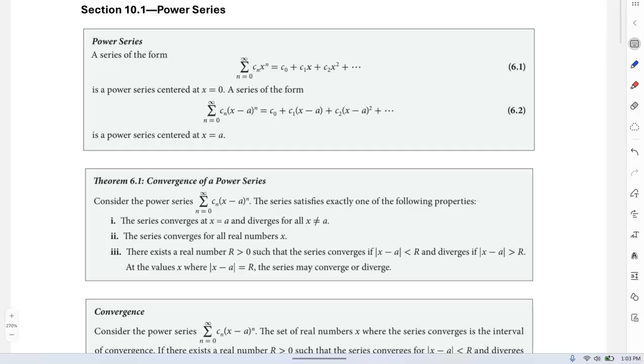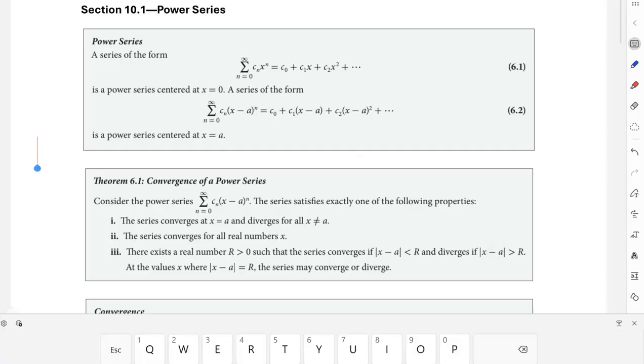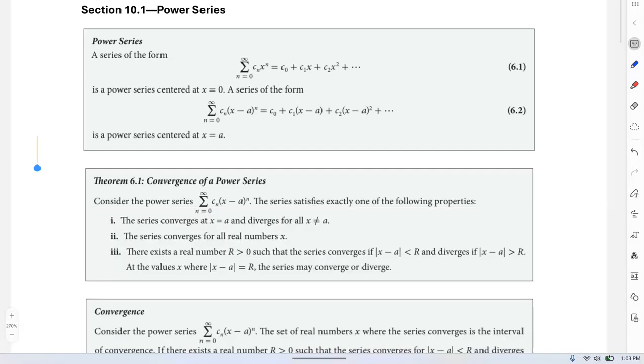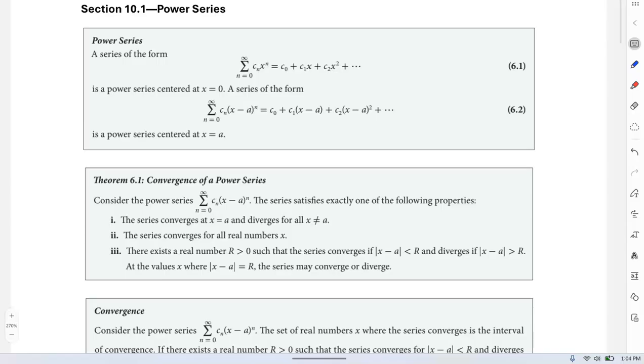In this video we are going to explore the idea of power series, a series that's in the form the sum from n equals 0 to infinity of c sub n x to the n, which is equal to c naught plus c1x plus c2x squared, and so on. So this is called a power series. Notice that when I expand that summation, you can think about it like an infinite polynomial. We would say this power series is centered at 0.